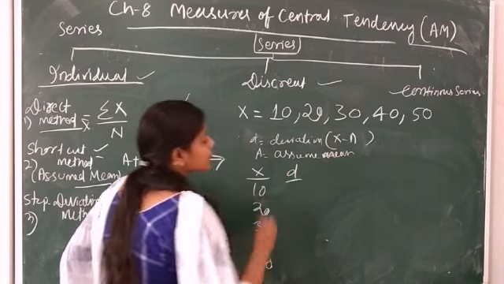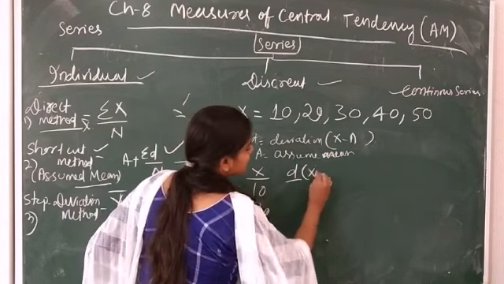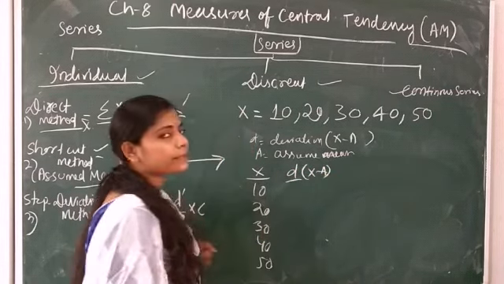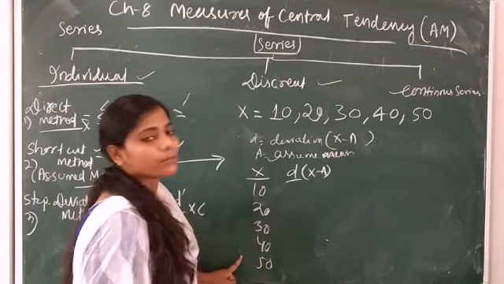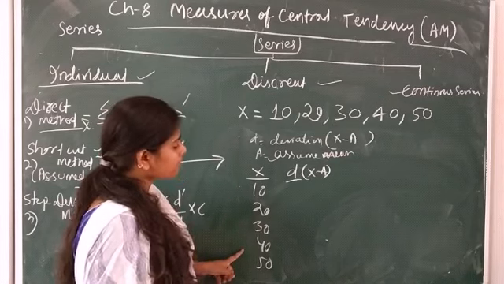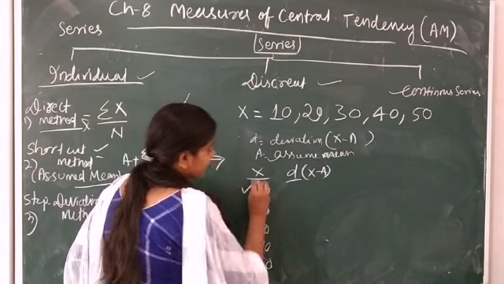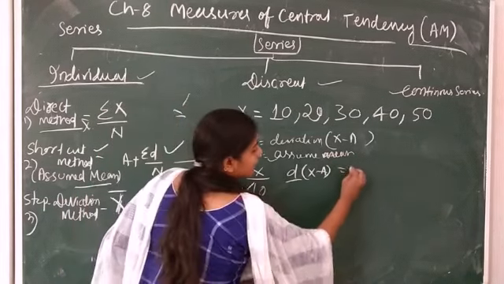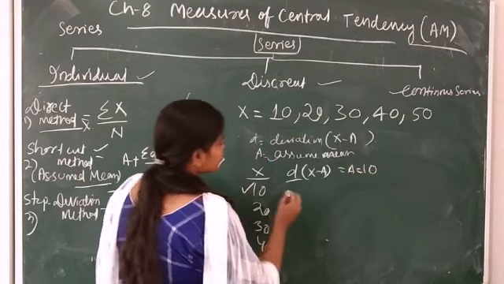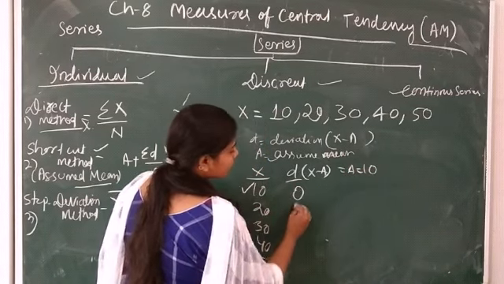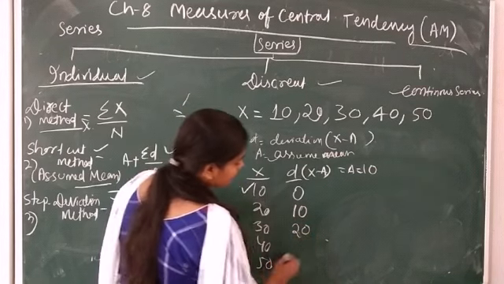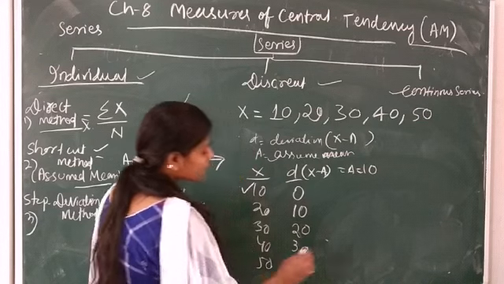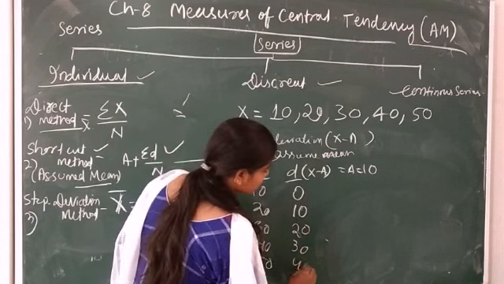Now find d. So d is x minus a, where x is the items and a is your assumed mean. We take any number from these five numbers. Now we take 10, so the assumed mean a equals 10. So 10 minus 10 equals 0, 20 minus 10 equals 10, 30 minus 10 equals 20, 40 minus 10 equals 30, and 50 minus 10 equals 40.